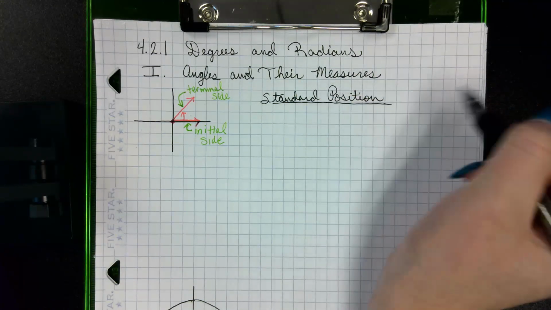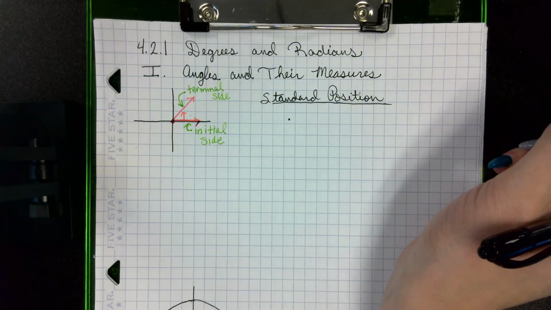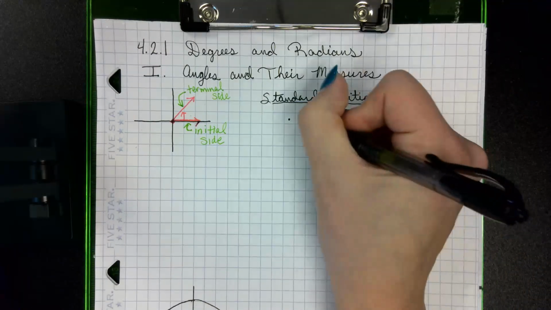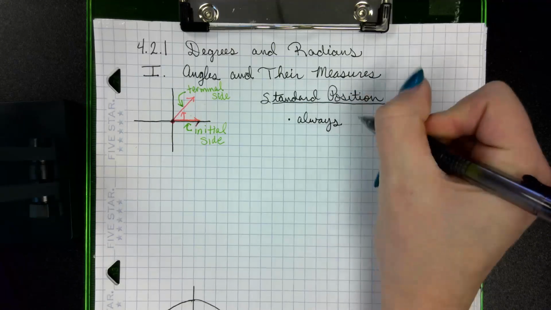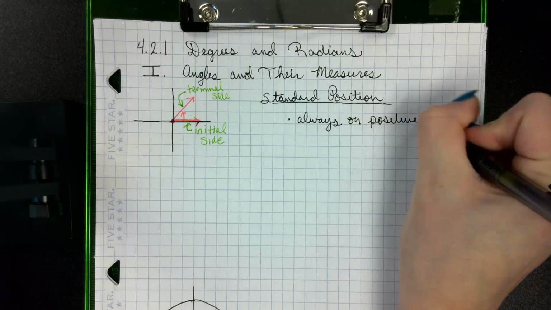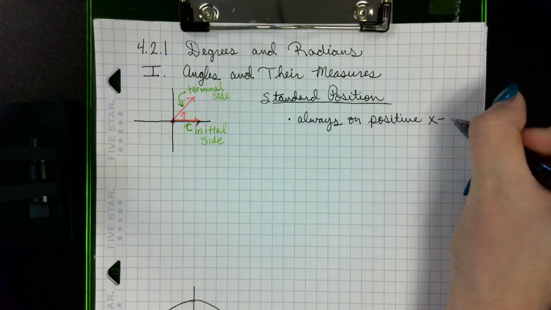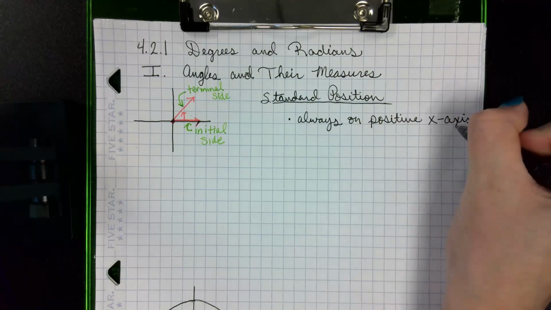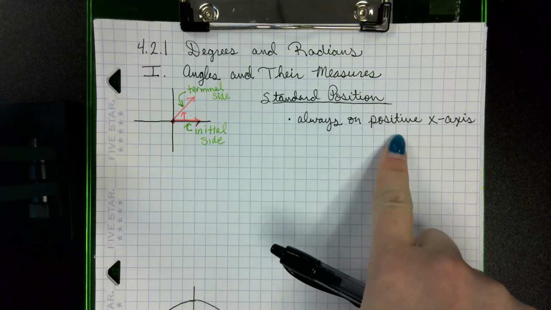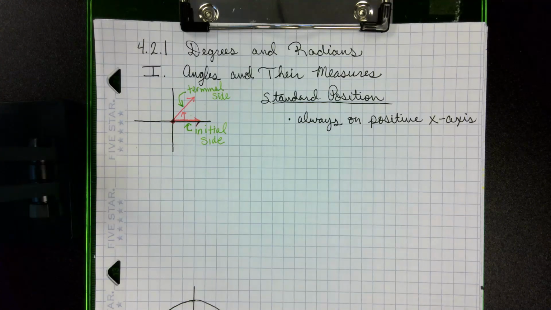So an angle is said to be in standard position if it begins on the positive x-axis. Just doing these bullet point definitions for you instead of a long formal definition. We don't need all that. We just need to know, understand it, know what it is. So in standard position, the initial side is always on the positive x-axis.